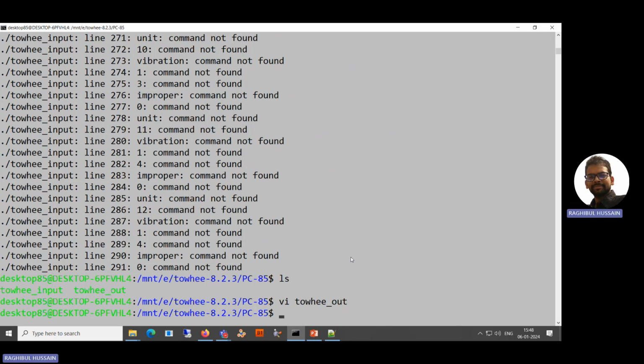Input file data. This dot. Location. Class name of this file, this one.